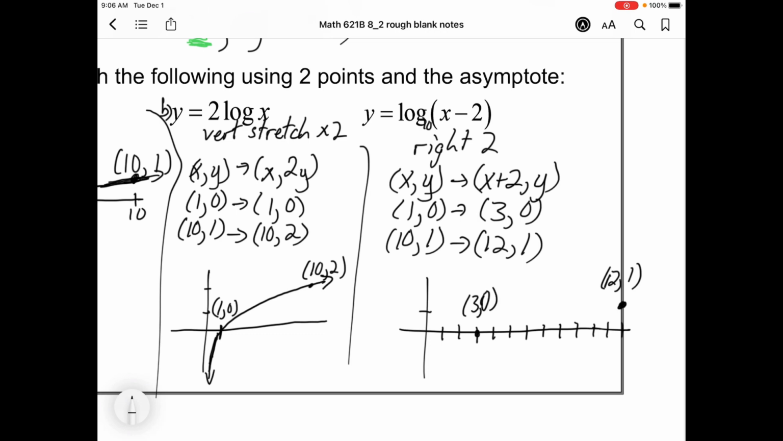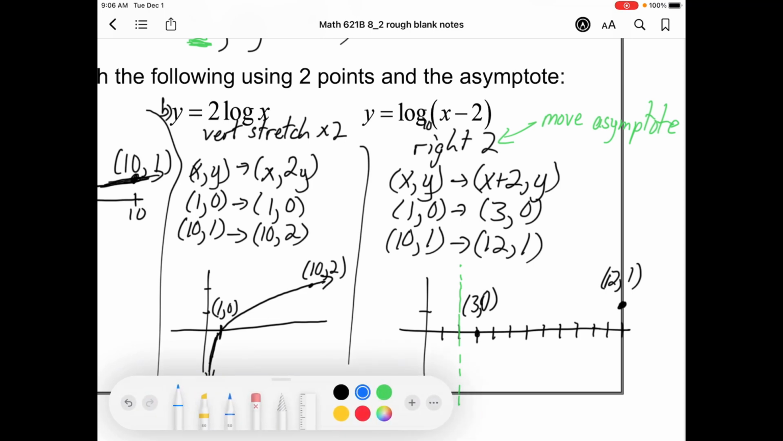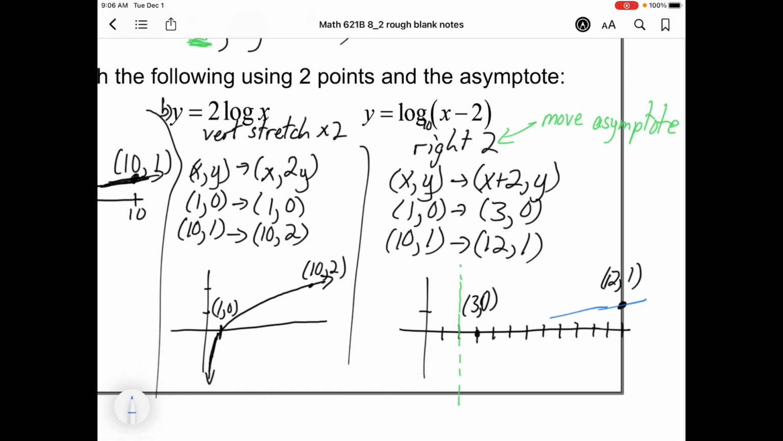The thing that I didn't do is write in the asymptote, and I really should have done that probably first thing. As soon as I see a right 2, move the asymptote. The asymptote used to be on the y-axis. Now it's going to be 2 to the right, so it's going to be this line here, which is x equals 2. Now I have everything to be able to draw the graph of this function. So I'll just connect these points as smoothly as I can, and make sure that they hook around the asymptote.